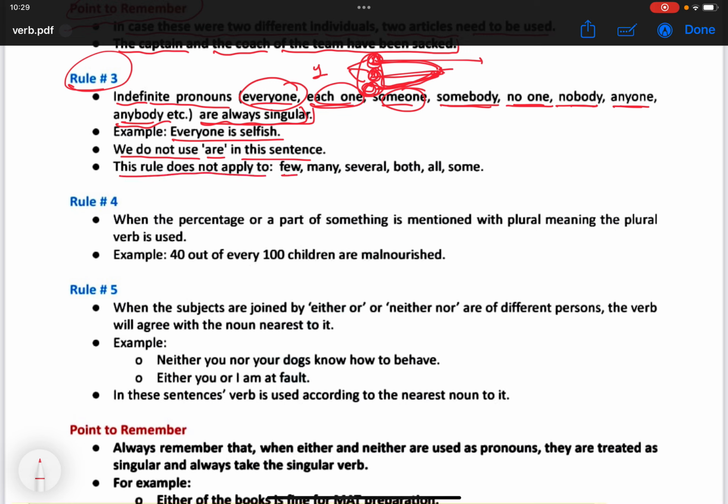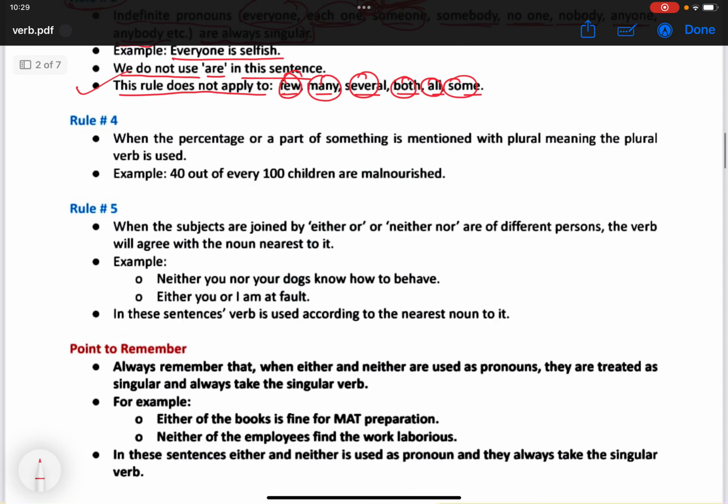This rule does not apply to few, many, several, both, all, some. ये वाला जो रूल है इनमें few, many, several, both, all, some में अप्लाई नहीं होता। फिर आ जाते हैं रूल नंबर 4, when the percentage or a part of something is mentioned with plural meaning, the plural verb is used. 40 out of every 100 children are malnourished.